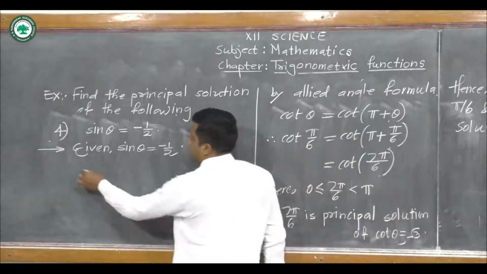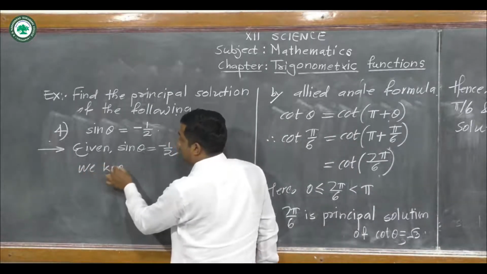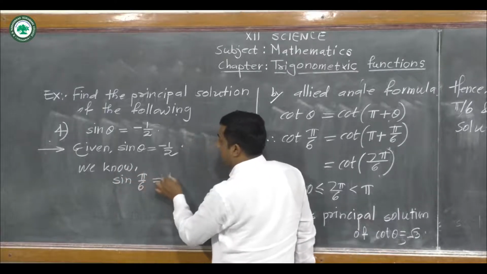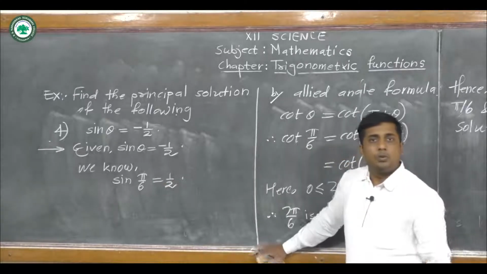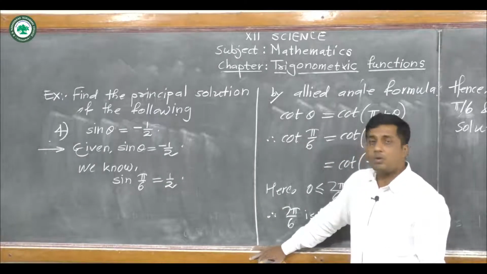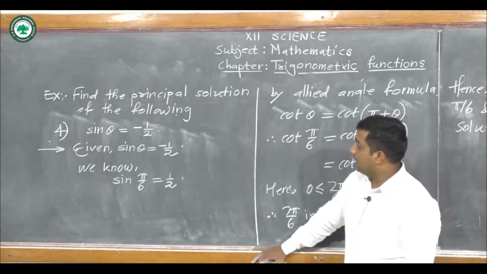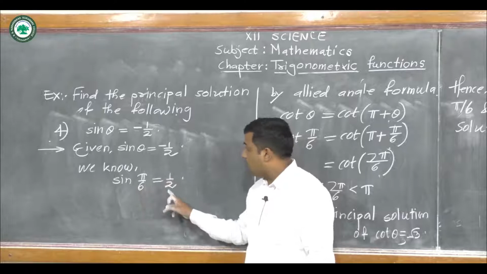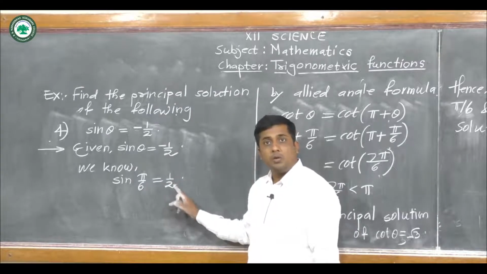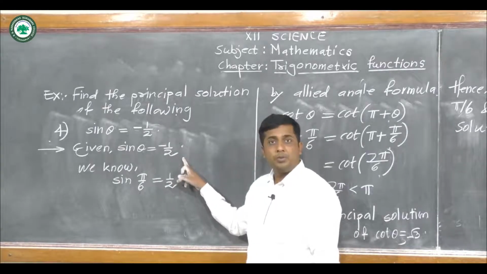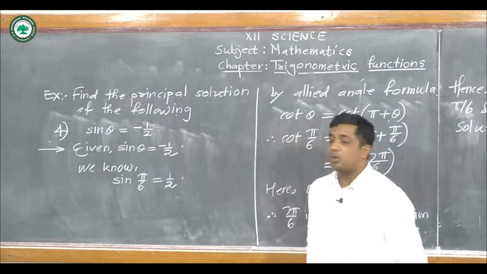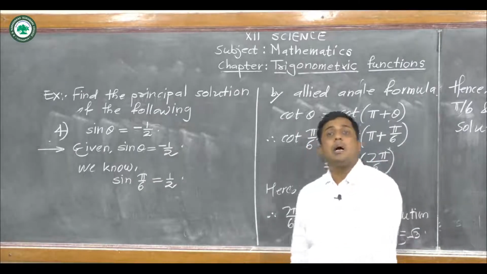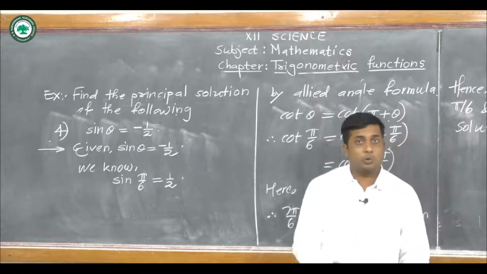Now we know here, sine of pi by 6 is equal to 1 upon 2. We know sine pi by 6 is 1 upon 2. Okay, now here this pi by 6 is not a principal solution, since we consider only positive plus 1 upon 2. Here we want minus 1 upon 2. So we know this sine pi by 6 is equal to 1 upon 2. Now by using the allied angle formula, we find the solution, that is principal solution.